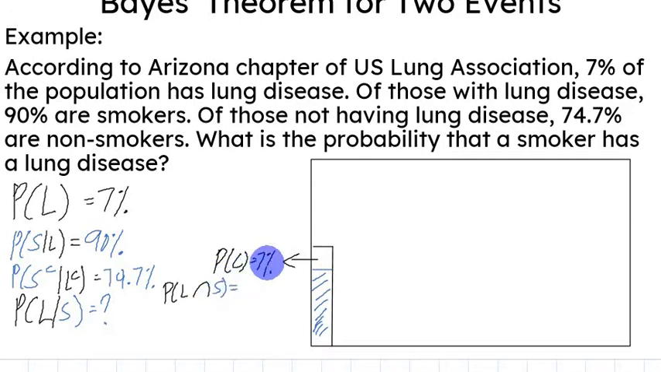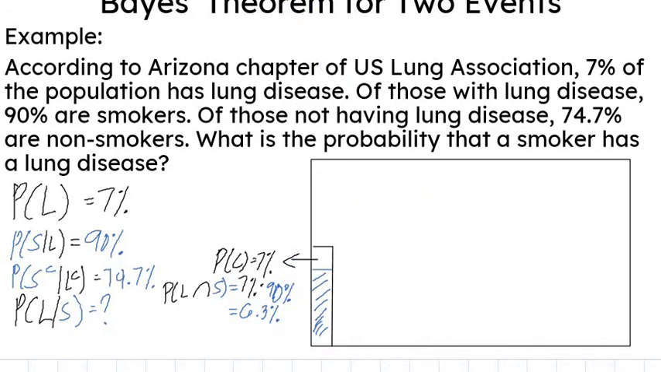And that would be equal to 7% times the probability of being a smoker given that he has lung disease, which is 90%. There you go, and that would be equal to 6.3%. So this already is our numerator in our formula.